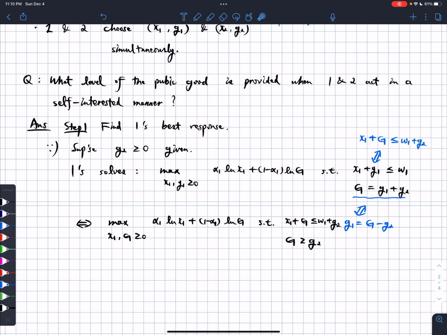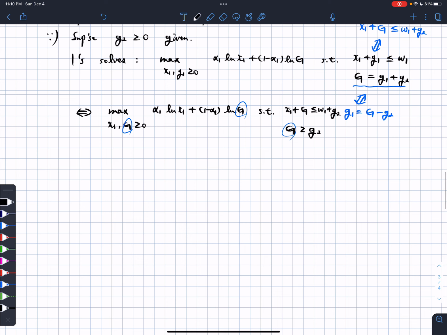Okay, so previously we had this condition that G1 should be non-negative, right? And if that's the case, big G will always be greater than or equal to small g2, right? And therefore we have this condition, okay? What is nice about this new statement of the problem is I have a big G appearing everywhere, and that helps as we try to solve the problem.